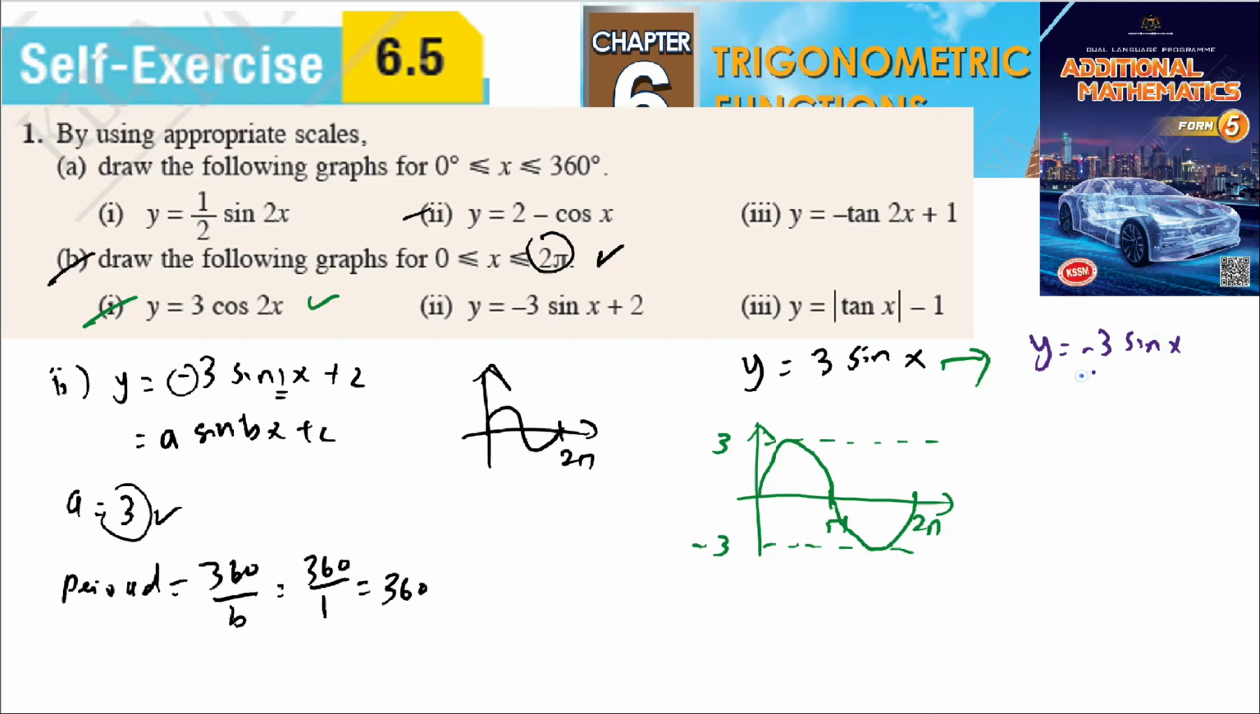Okay, now we see here we have a negative. If we have a negative, that means that every value of y is changing from positive to negative, the opposite sign. So positive to negative and negative to positive. So you see here it is going up, so instead of that it's changing to here. So this one here going down and it's changing to here. So this one is y is equal to negative 3 sine x.